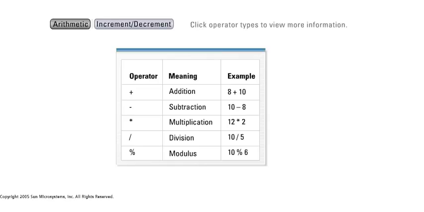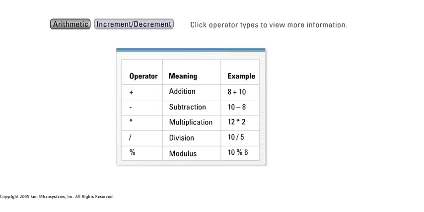Java has the traditional arithmetic operators you would expect. We have the plus operator, which allows us to do addition, the minus operator, which gives us subtraction, the asterisk, which performs multiplication, the slash, which does division, and the percent sign, which is the modulus operator. I think the first four are fairly self-explanatory, but the modulus operator may be new to some of you. So let's take a look.